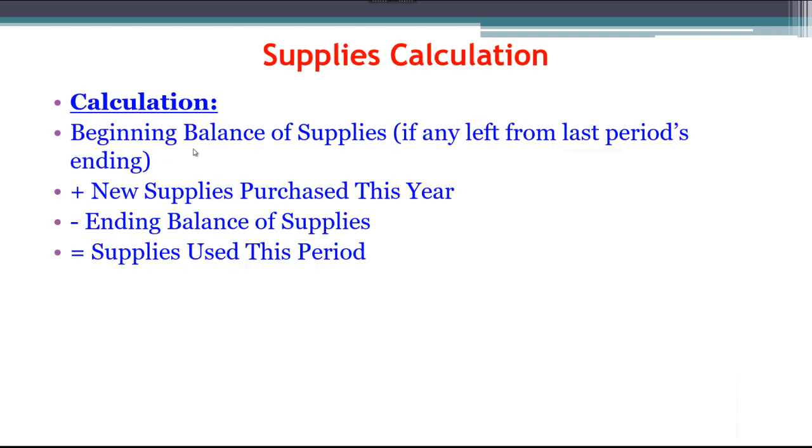Now, as far as the calculation of supplies, at the end of the period, we have to start by looking at the beginning balance of supplies that we had from last period's ending amount. We add in any new supplies we purchased this year, and that gives us basically the supplies we could use this year. But we subtract out the ending balance of supplies because obviously we did not use those, and that gives us the supplies we must have used this period.